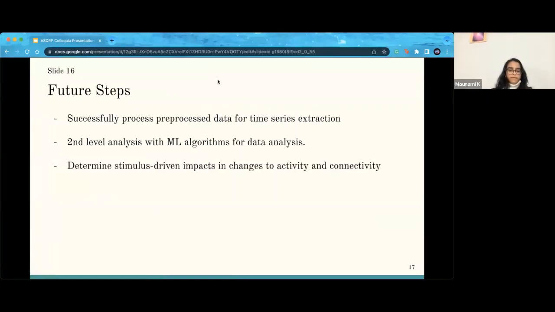Upon finishing up our last few pre-processing steps and tying all loose ends, we'll figure out our C-PAC pipeline and be able to successfully extract our time series data. With this time series data, we'll be able to run second level analysis, which is a more cohesive group level analysis with machine learning algorithms for data analysis. And through these results, we hope to be able to determine stimulus-driven impacts and changes to activity and connectivity.